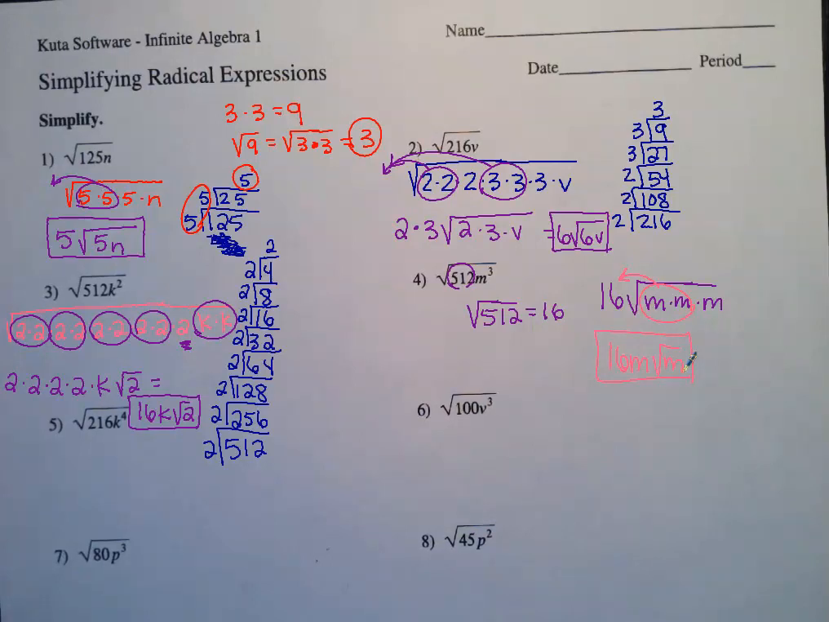Oh, I forgot the 2 underneath. Goodness. Because the square root of 512 is 16 times the square root of 2. So let me modify this. It's going to be 16m times the square root of 2m. There we go. It's correct. I was trying to rush it for you guys.